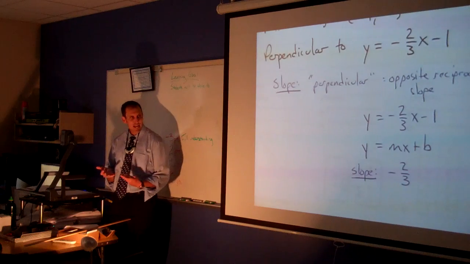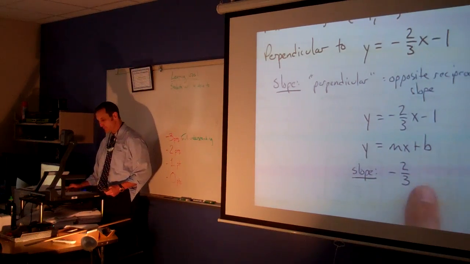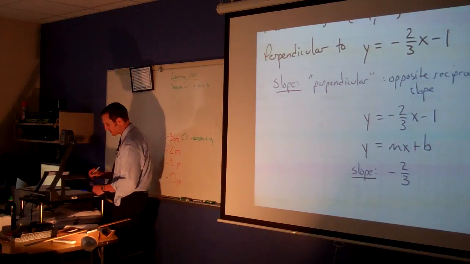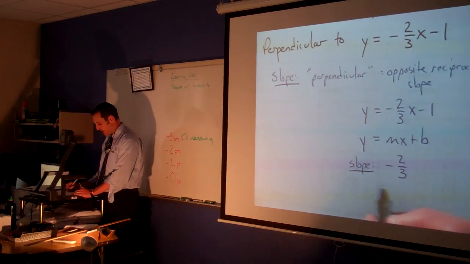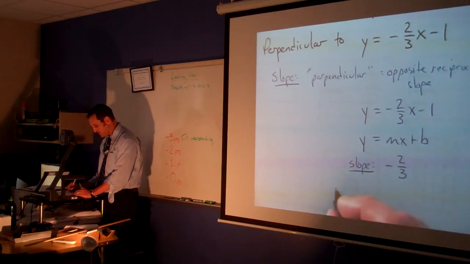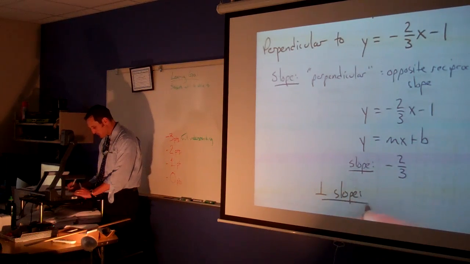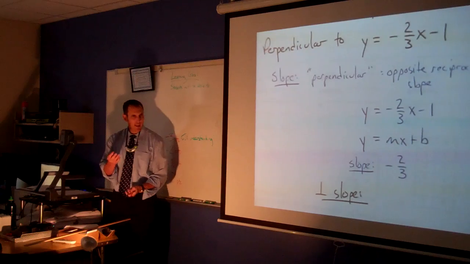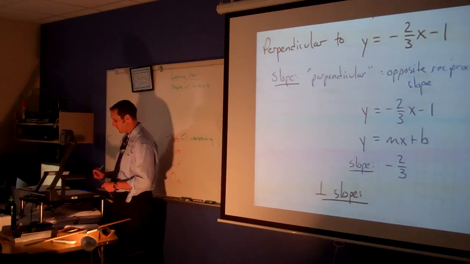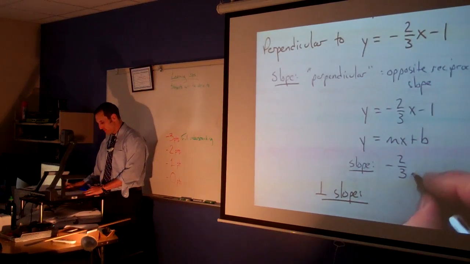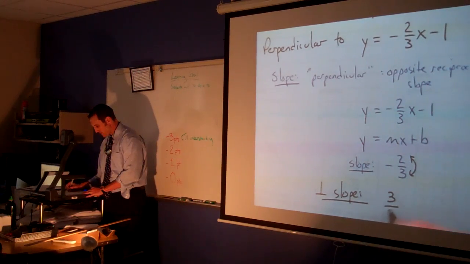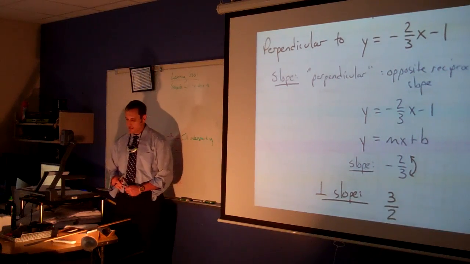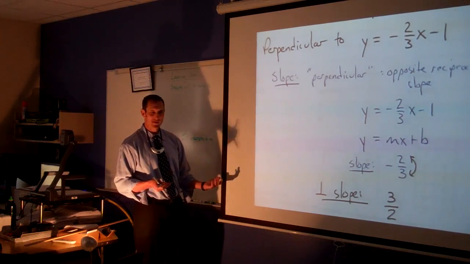So we have to make the opposite reciprocal of negative 2/3. So the opposite means change the sign. It's going to be positive. So we'll say the perpendicular slope is going to be positive, and then have the reciprocal of 2/3. Flip these around, and we're going to have positive 3/2. That is our perpendicular slope.